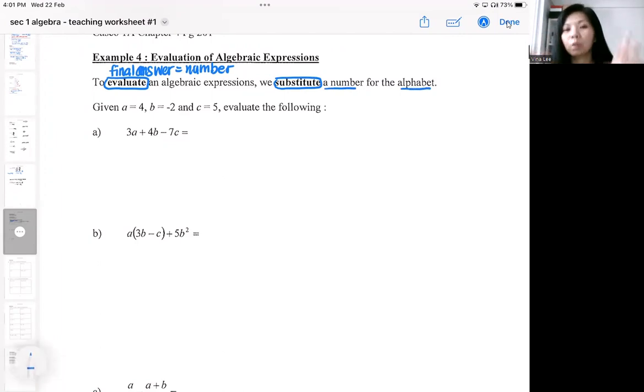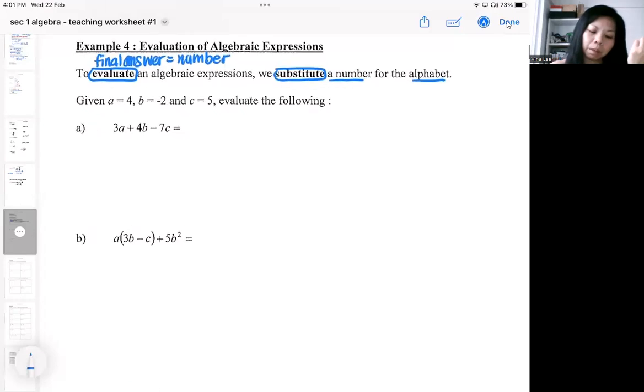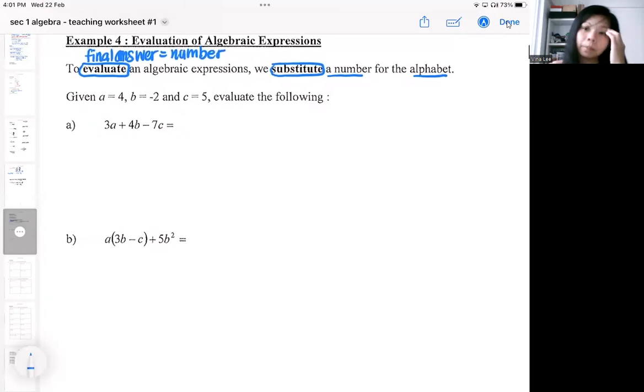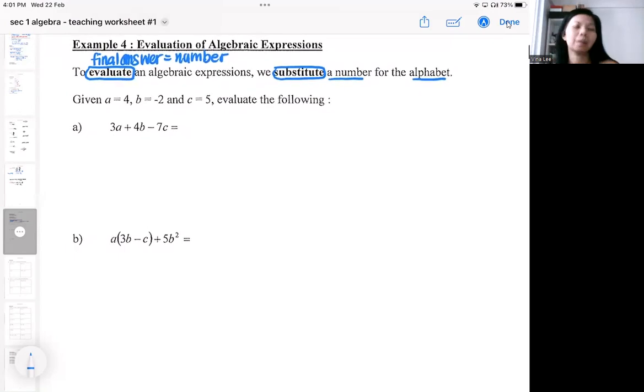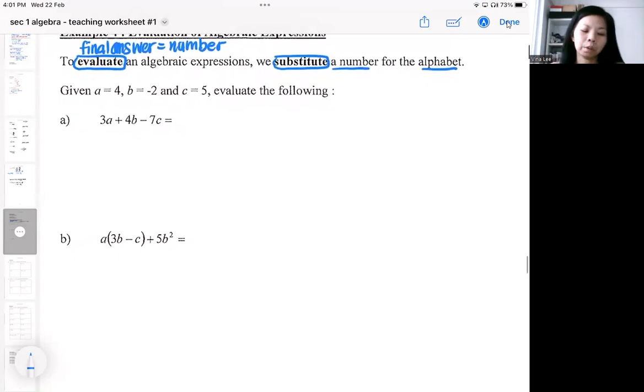Usually the question will tell you. The question has to tell you the number. Sometimes the number can be positive, the number can be negative, or it can be a fraction. Usually they will throw in a negative number. So that's where your chapter 2 will come into place.